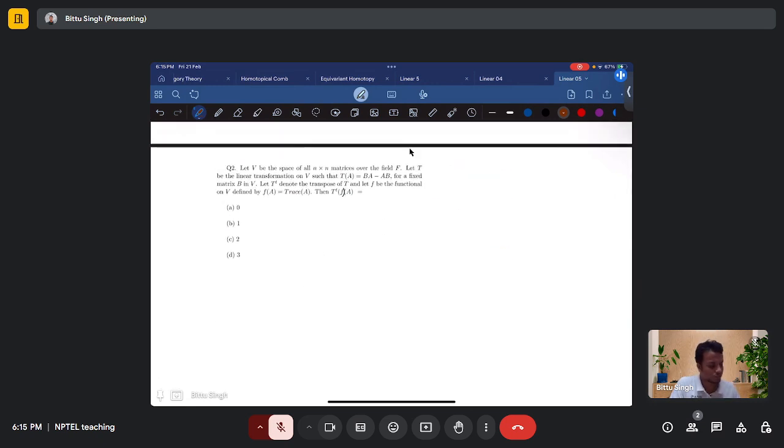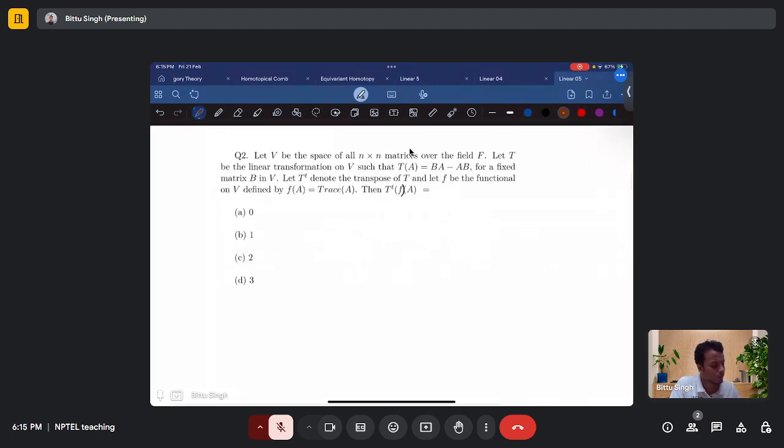So the answer is 22. Now question number 2. Here the vector space V is the space of all n cross n matrices over the field F, and T a linear transformation on V.